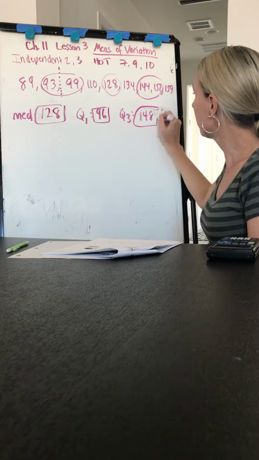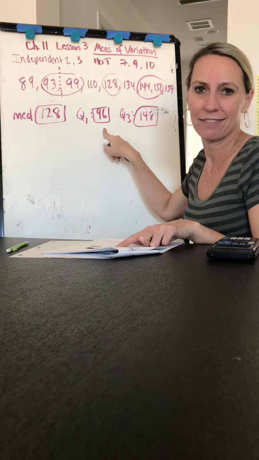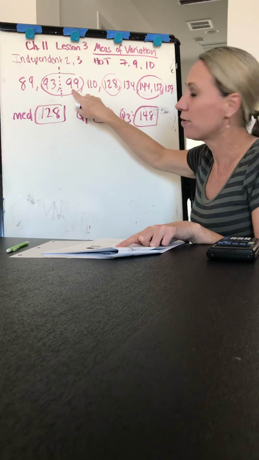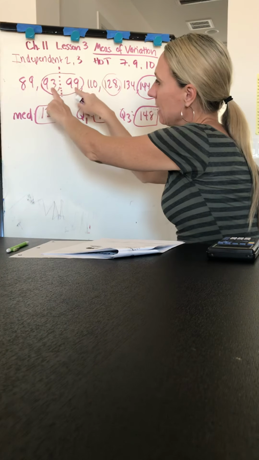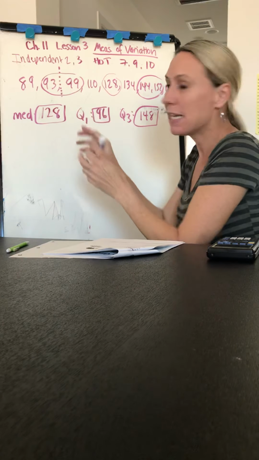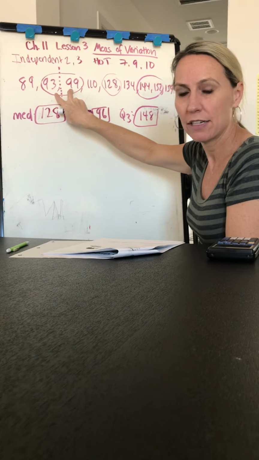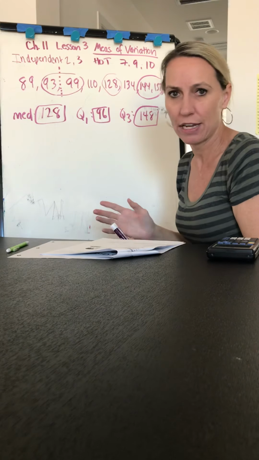So let's see what he got. First quartile, he got 99. So he actually used one of these numbers. So when you're taking the median, anytime there's a tie, you don't just pick a number. You have to find the mean between the 2 numbers that tie. And so he didn't do that. He just picked one of the numbers there. You can't do that.